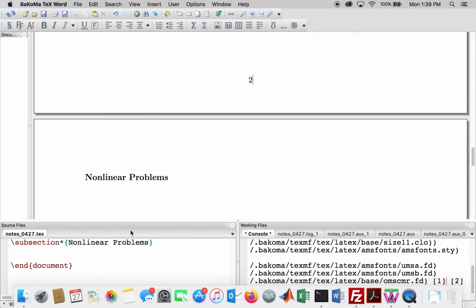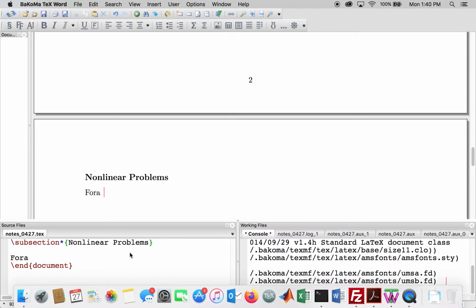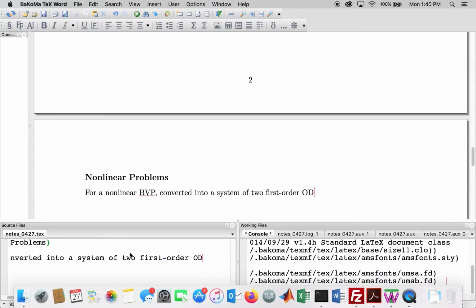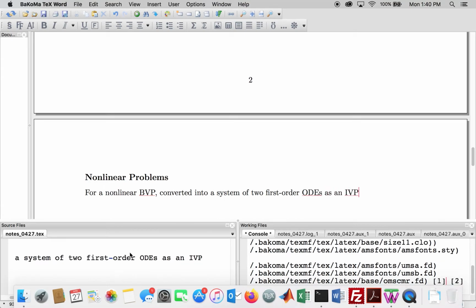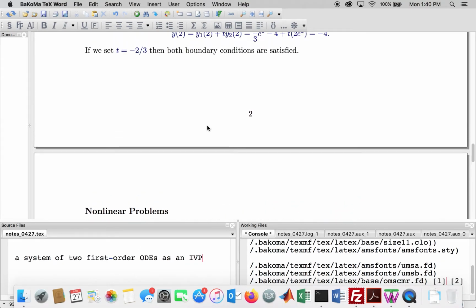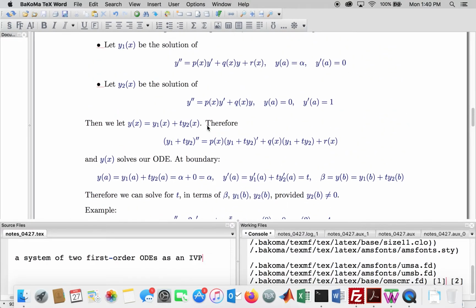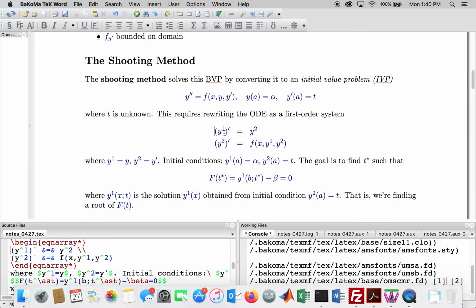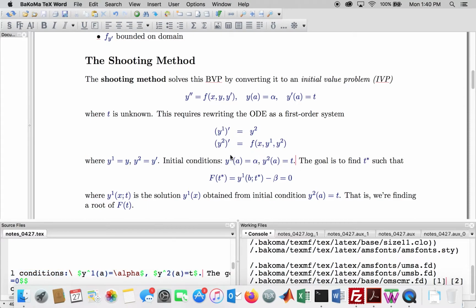So what do we do in that case for a BVP converted into a first order system of ODEs as an IVP? So the same problem that I laid out last time, because I feel like that causes problems for recording otherwise. So all of this is still what we're solving.